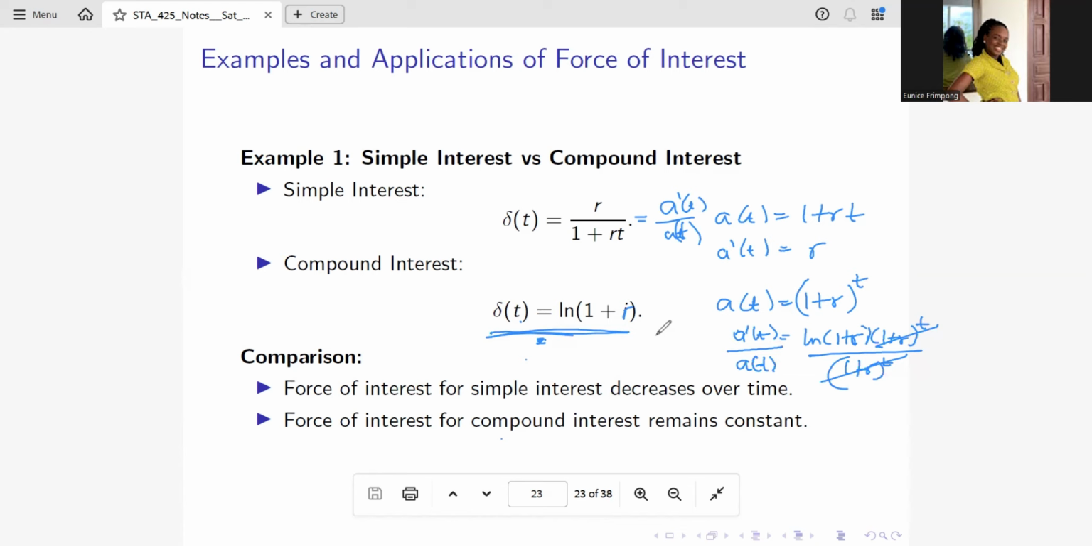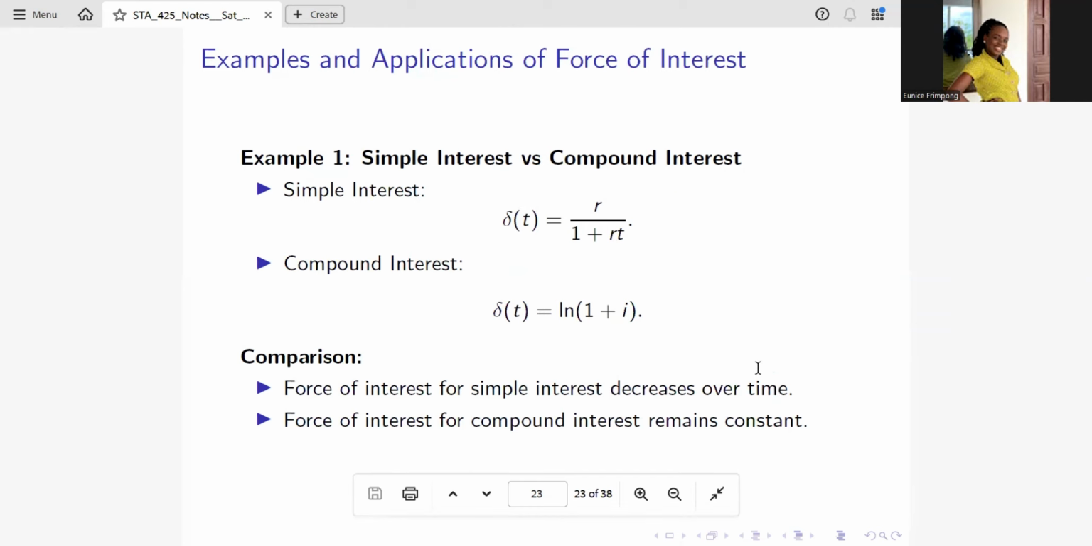So force of interest for simple interest, as you can see from the formula, decreases over time. The denominator here is bigger, so you always have this fraction. As time increases, the denominator becomes bigger and bigger. So it indicates that as time increases, the force of interest will decrease. But because under compound interest delta t is constant, we say that the force of interest for compound interest remains constant regardless of the time.